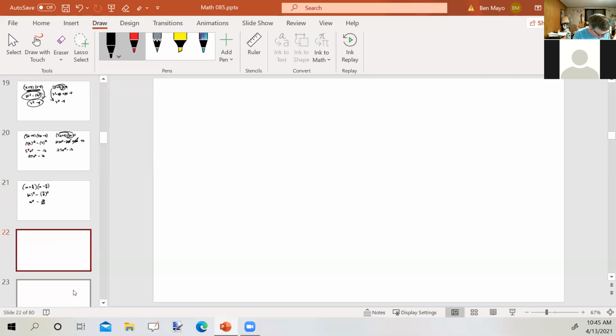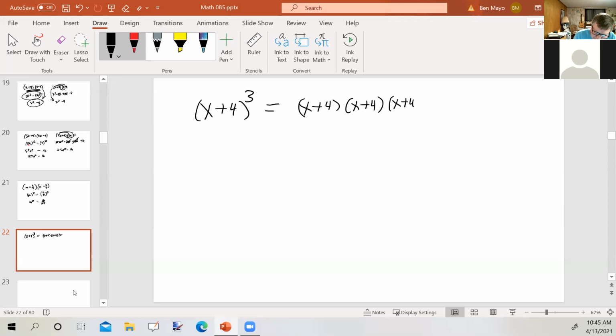Now, let's say we have a binomial cube. So this would be what's known as a perfect cube. It has three identical factors. Again, this is not x cubed plus 4 cubed. Now we have to take x plus 4 times x plus 4 times x plus 4. We have three identical factors of x plus 4. We're only going to multiply two factors together at a time. So going from left to right, we'll do those first.